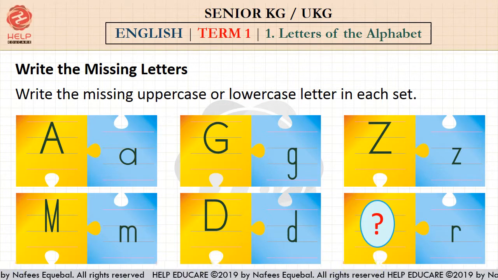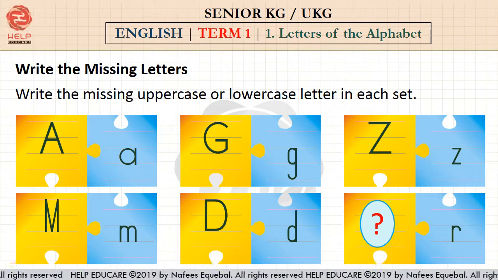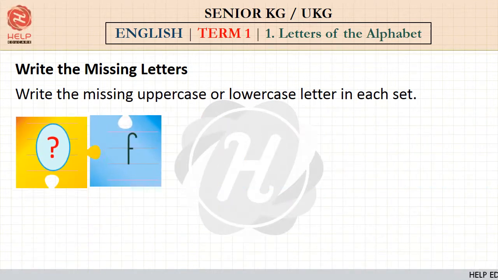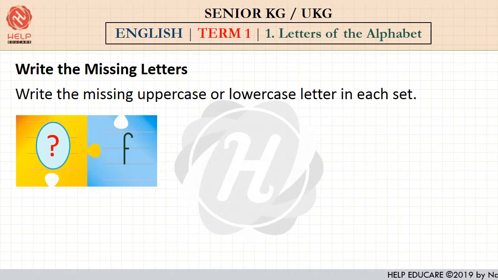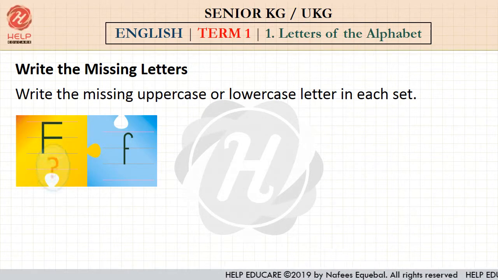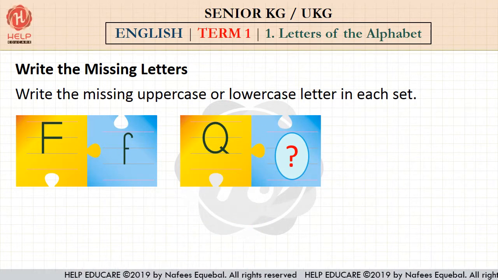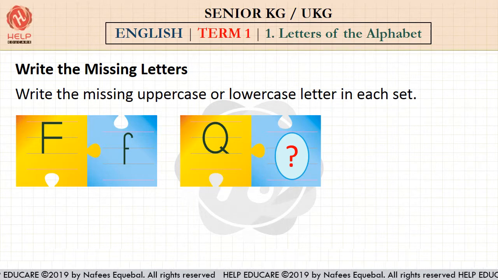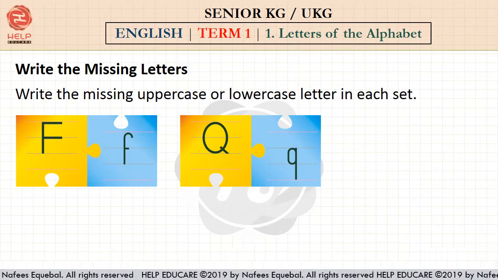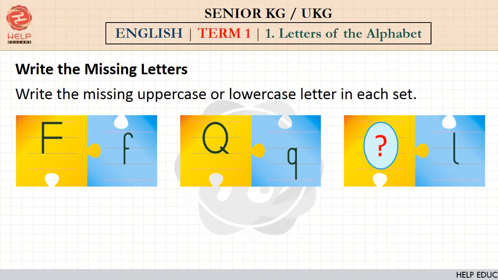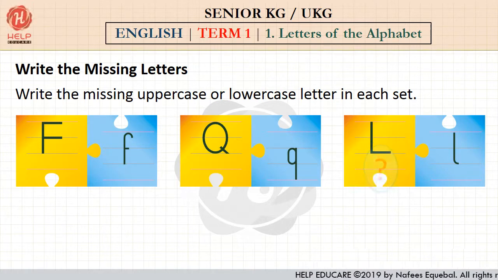Again, letter R is given in lowercase. Therefore, letter R in uppercase should be at missing place. In this set also, letter F is given in lowercase. So, the missing letter will be letter F in uppercase. Now, letter Q is given in uppercase. Therefore, we will put letter Q in lowercase here. Students, here, letter L is given in lowercase. So, the missing letter will be letter L in uppercase.